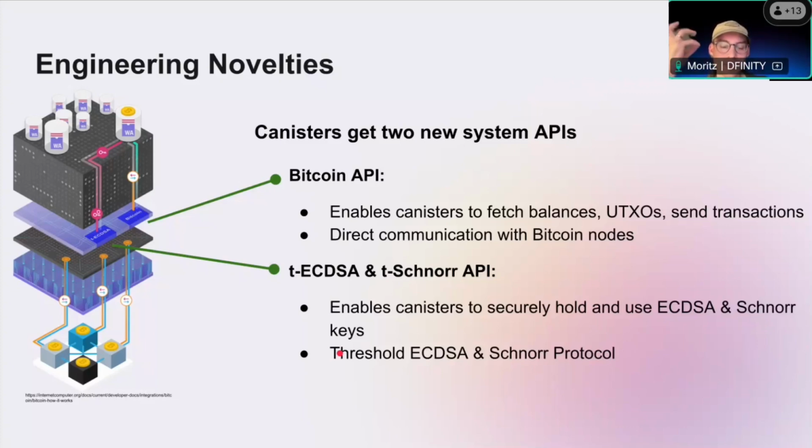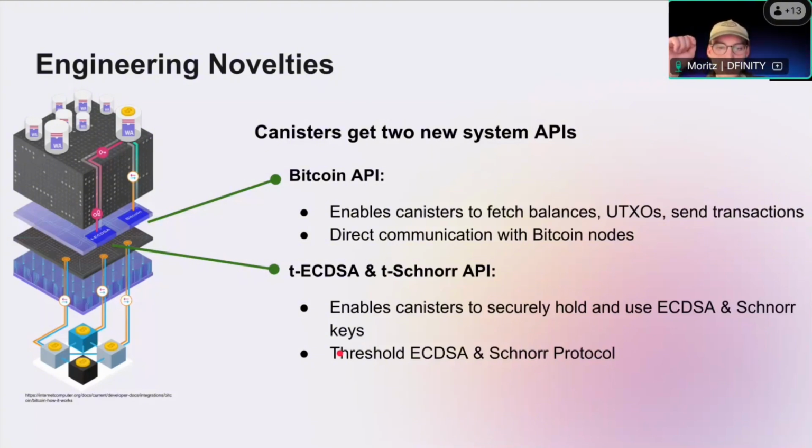The Bitcoin API is enabled by the protocol-level integration of the Internet Computer with the Bitcoin network. The integration allows canisters on the Internet Computer to fetch Bitcoin balances, block headers, and UTXOs, and also allows them to send transactions to the Bitcoin network. This is going to be covered in the next 2-3 slides.